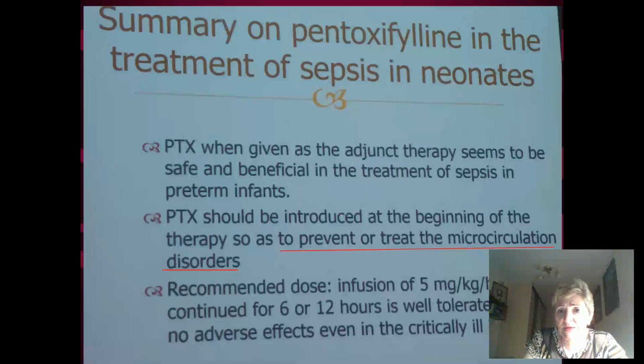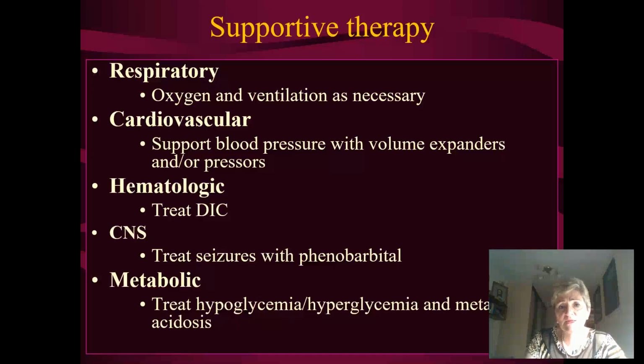What is the dosage of pentoxifylline in treatment of sepsis? The recommended dose is an infusion of 5 milligram per kilogram per hour, continued for 6 or 12 hours. For newborns with neonatal sepsis, supportive therapy includes, for a respiratory problem, oxygen therapy or ventilation as necessary. For cardiovascular disorder, when severe, the recommendation is to support blood pressure with volume expander and pressor.